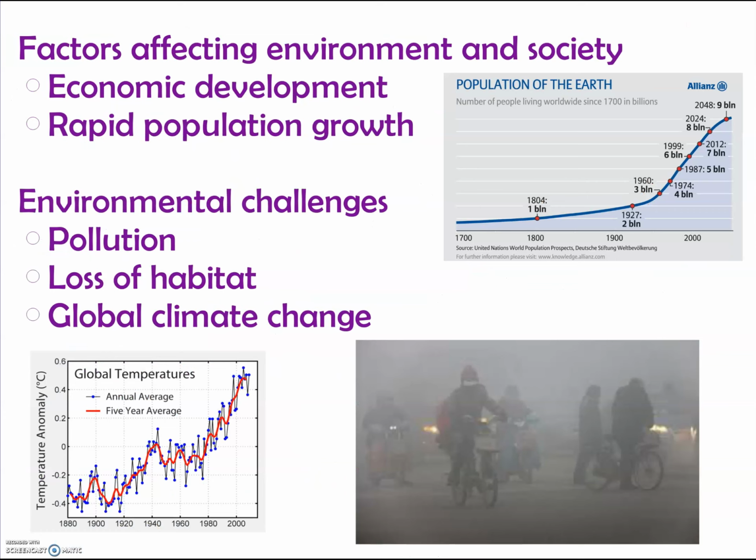So economic development and rapid population growth are impacting the environment. They're impacting society pretty heavily. If you look at that population of the Earth chart there on the right, we didn't reach 1 billion people until 1804. And 200 years later, in 1999, not even quite 200 years later, we reached 6 billion.